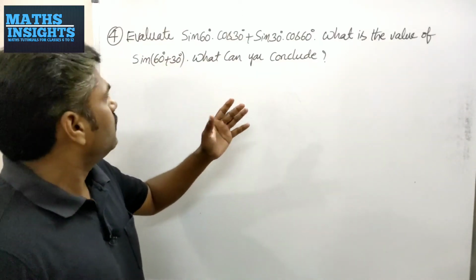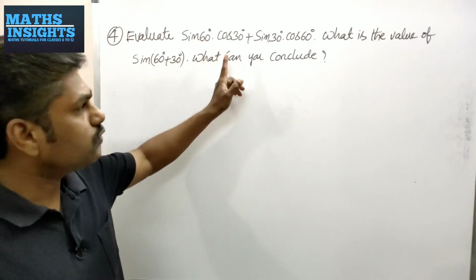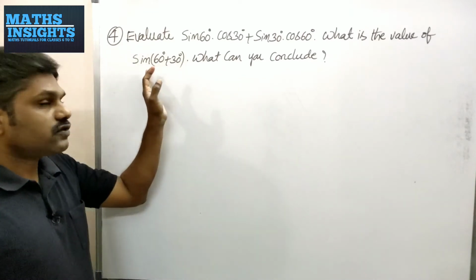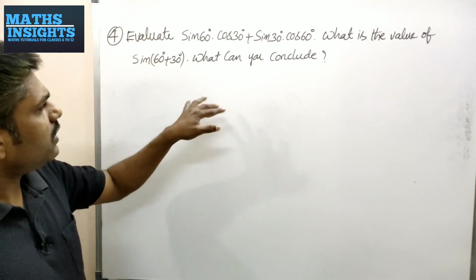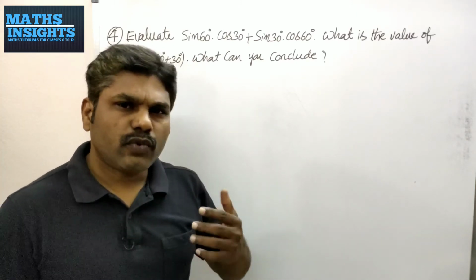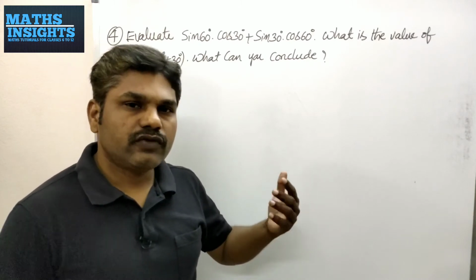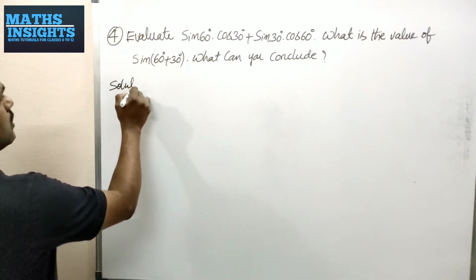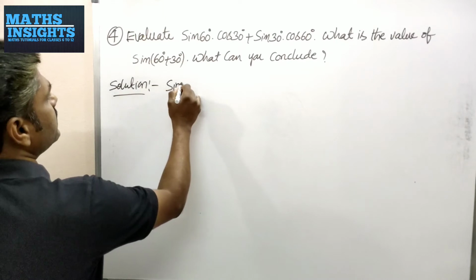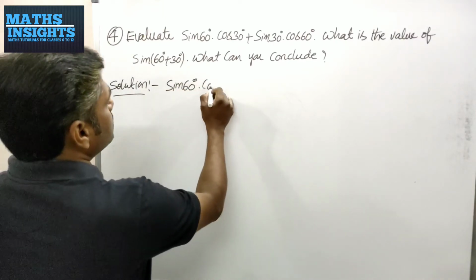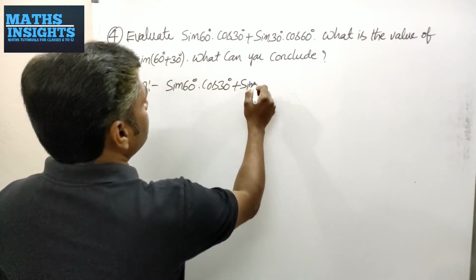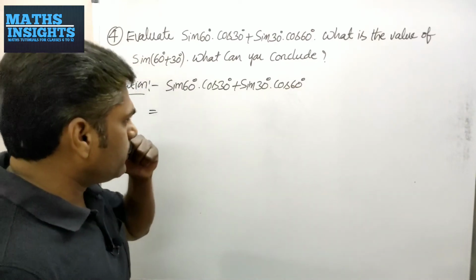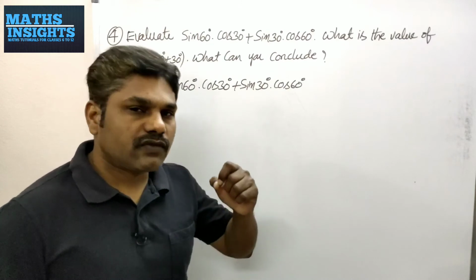This is the fourth problem. What they are asking: evaluate sine 60 into cos 30 plus sine 30 cos 60. And also they are asking for the value of sine (60 plus 30). What can you conclude from this problem? You have an important conclusion, and after completion of that, we will conclude that point. Okay, first I will take the solution. I will take sine 60 into cos 30 plus sine 30 degrees into cos 60. This is very easy if you remember those trigonometric ratios for specific angles.